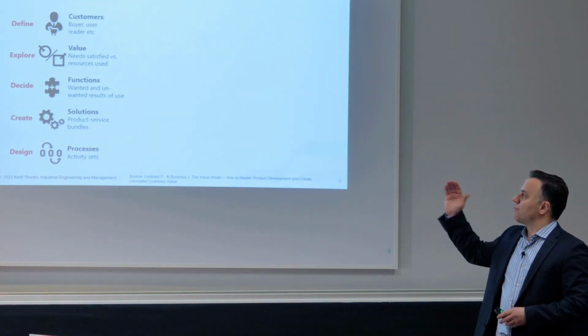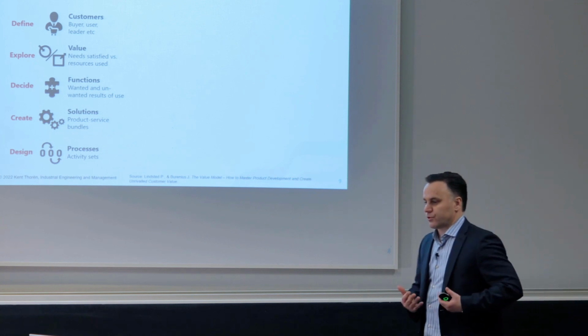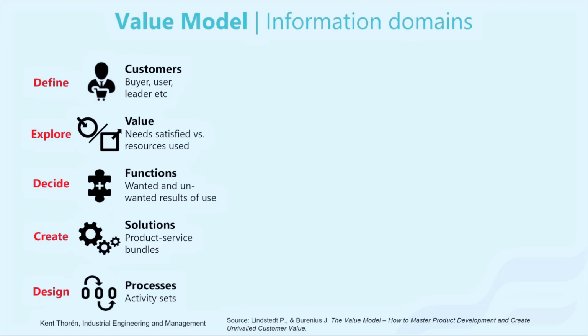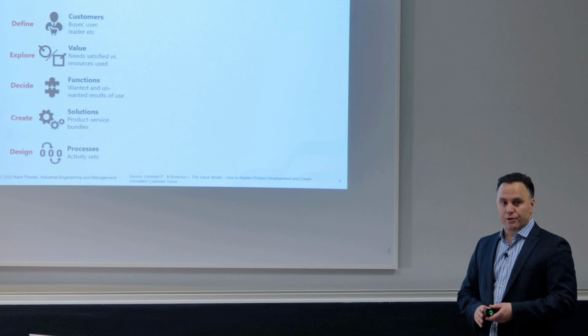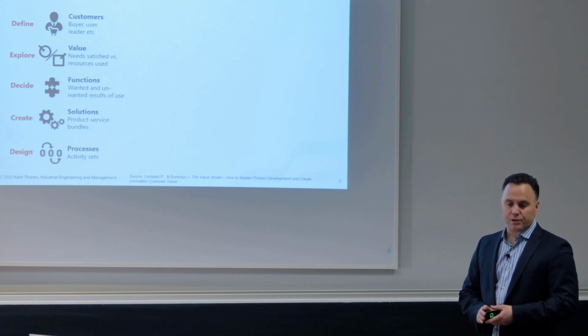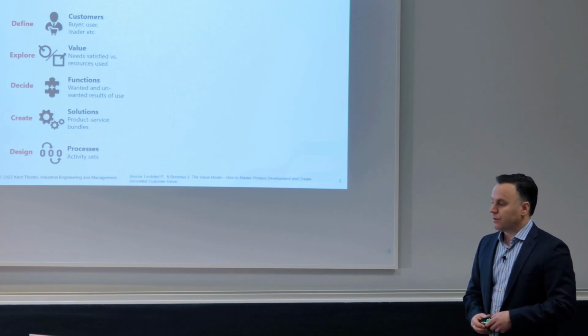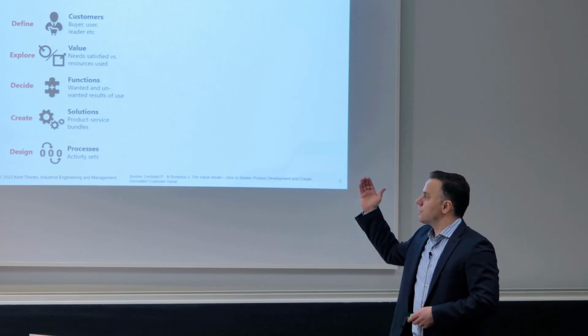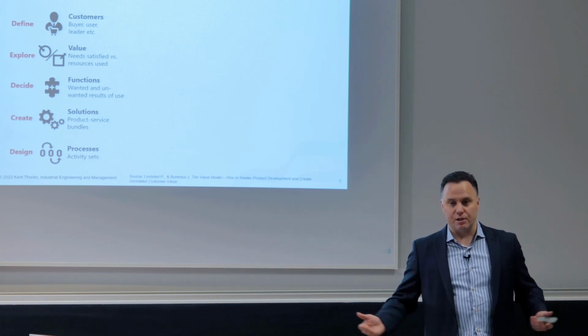So we have information about the customer, and then we have information that indicates what's the value for this customer. And then information that helps us make decisions and solve problems about what functions deliver that value. A separate category from that, again, is what are the solutions? So solution is an information domain that should not be mixed up with value, needs, or functions. And then we have the process side, the activity sequences.